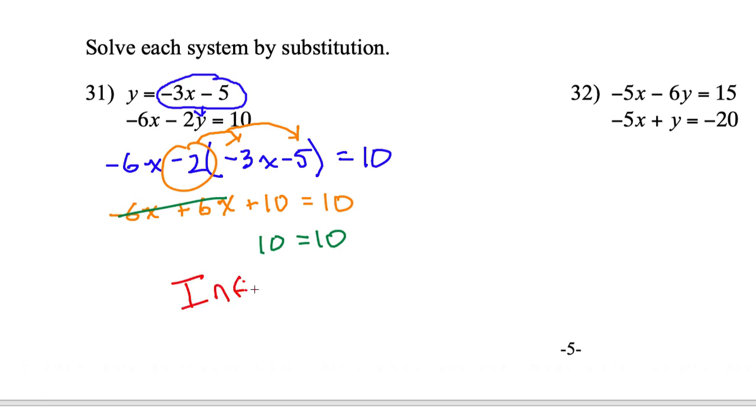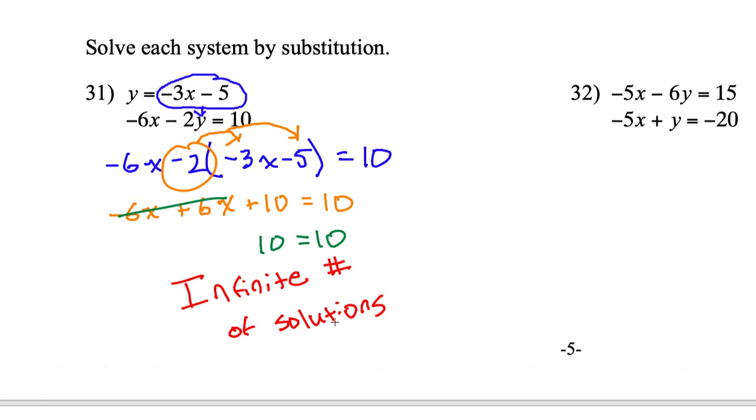So why wouldn't you just subtract 10 on both sides? You could, yeah. If you want to subtract 10 on both sides, you could get 0 is equal to 0. But as soon as you hit a number is equal to the same number, that automatically tells you you have an infinite number of solutions. So if you have an infinite number of solutions, you don't have to solve for y. Nope. Okay.